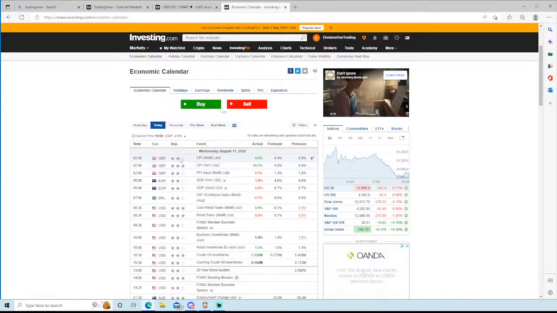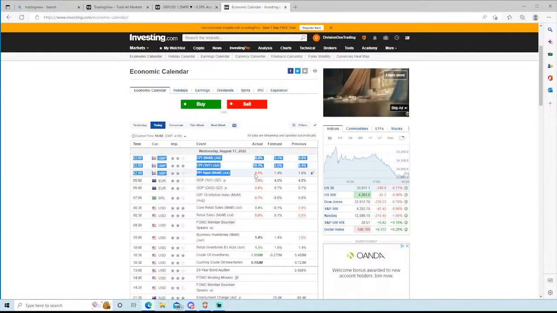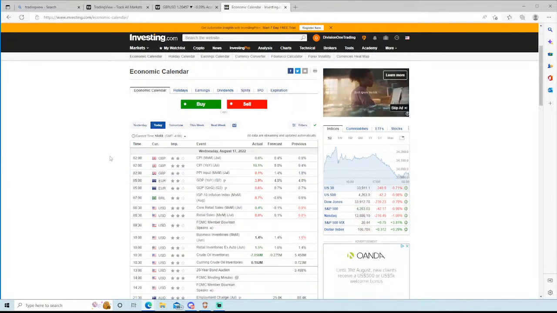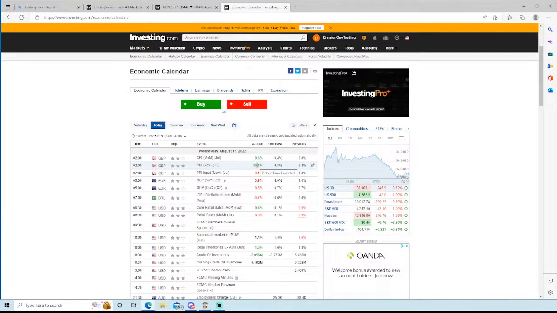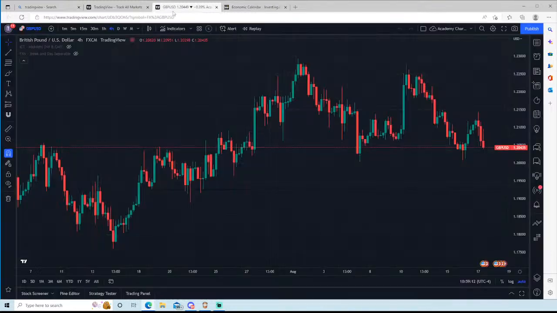Today, obviously we had a lot of news, but right here at 2 o'clock, and this is New York time, we had that PPI, the CPI, which is the inflation rate. You could see the forecast was for it to go up by 0.4, but it really went up by much more than that, 0.6. So we're at 10.1% at the moment. So what does that do for GBP?